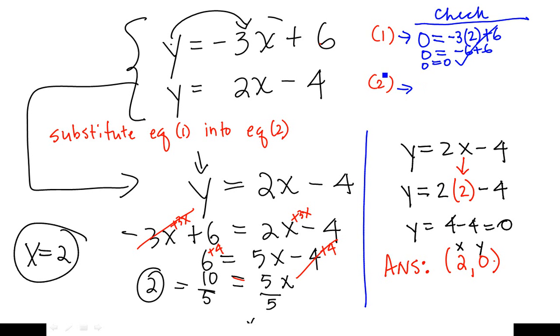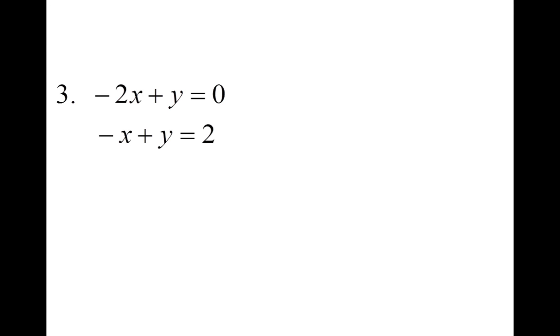We said that y, which is 0, equals 2 times x, again 2, minus 4. Is this a true statement? 0 equals 4 minus 4. 0 equals 0. This is a true statement. Therefore, you can always check to see whether your answer is correct by plugging this information into both of your equations. And if both are correct, then you know that your ordered pair is correct. Alright, let's try this one.